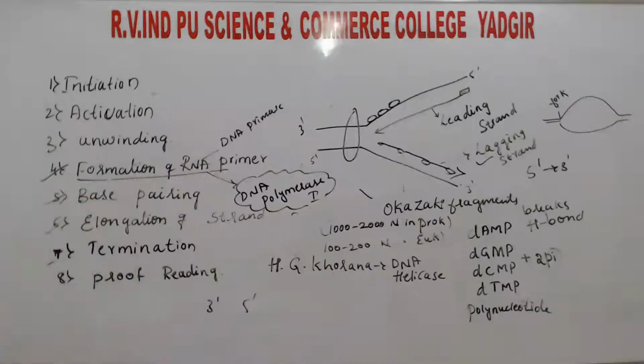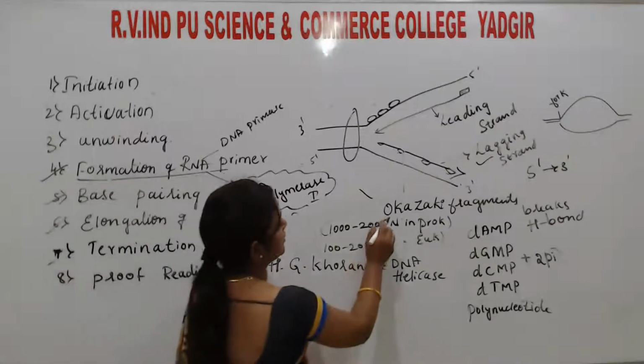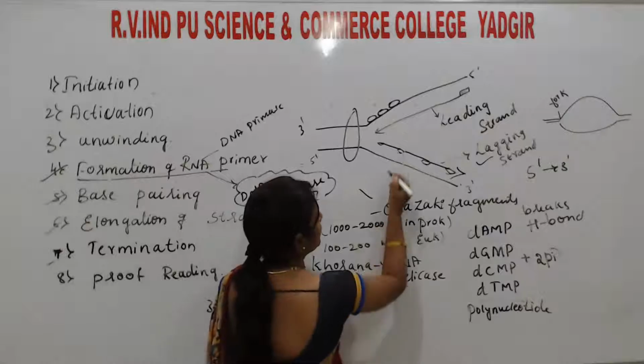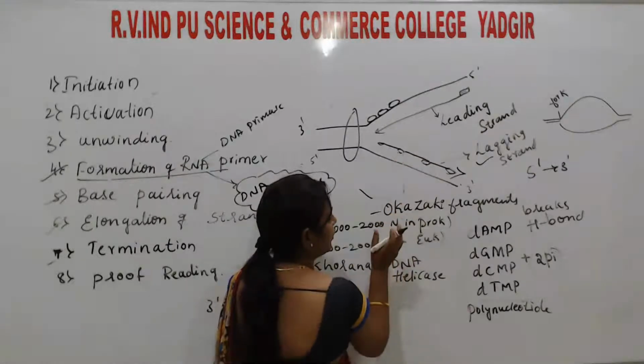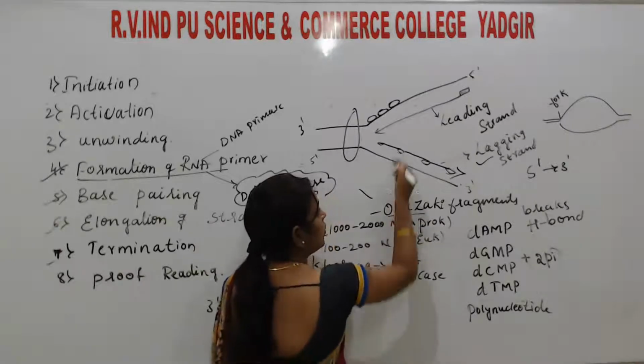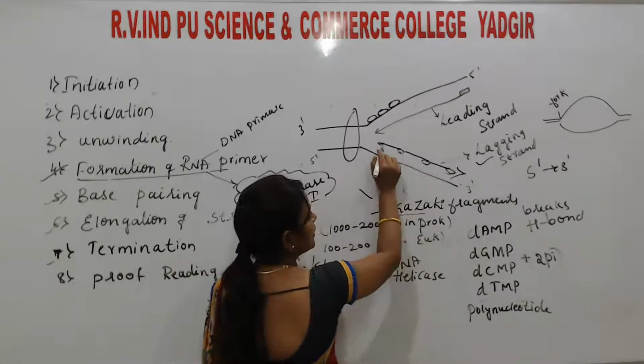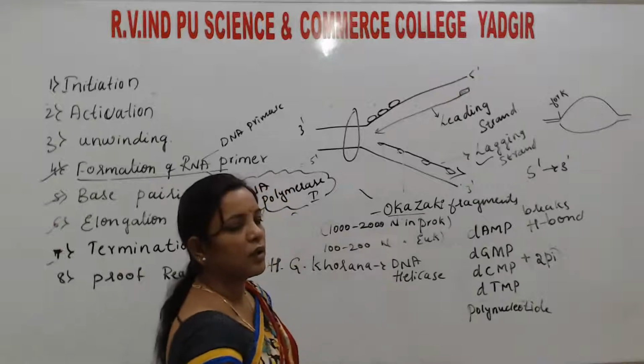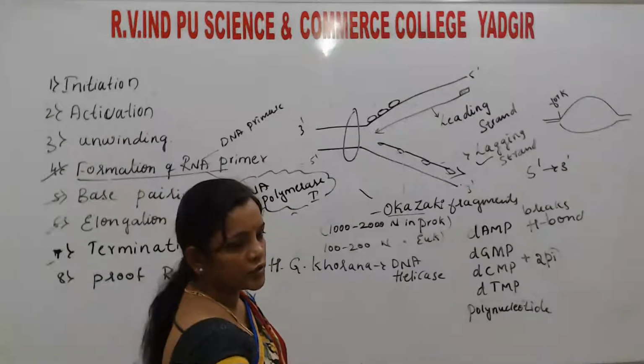Okay. Termination means end. Termination is nothing but what? One strand is continuous, while the other strand is discontinuous. Hence, DNA replication is semi-discontinuous because the Okazaki fragments are there. The fragments were in the form of patches, hence they are called Okazaki fragments. One is continuous, another one is discontinuous, so it is also called semi-discontinuous.